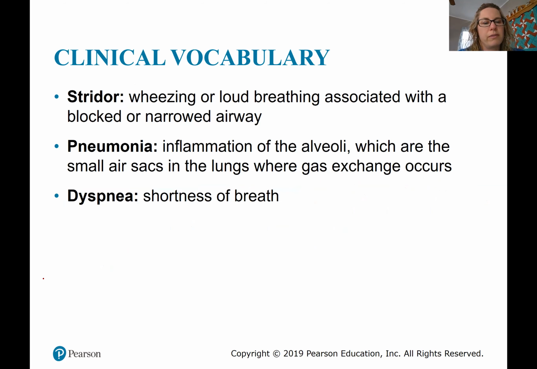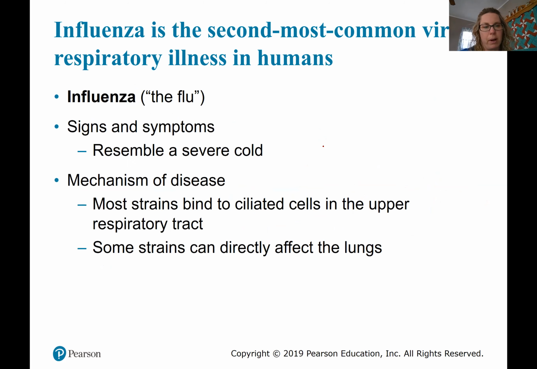Stridor we defined, and pneumonia is the last one that I want to define because we've talked about dyspnea. Pneumonia is basically inflammation of those alveoli, those little air sacs. And we all know that pneumonia can be very serious because if we block air exchange or we reduce air exchange, that can cause some big, big problems for the body.